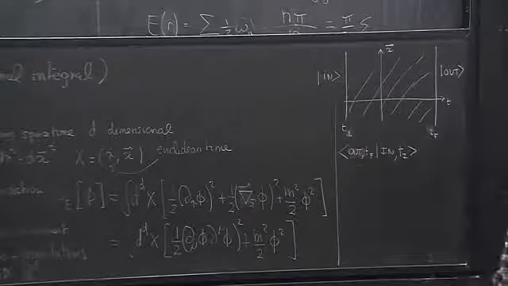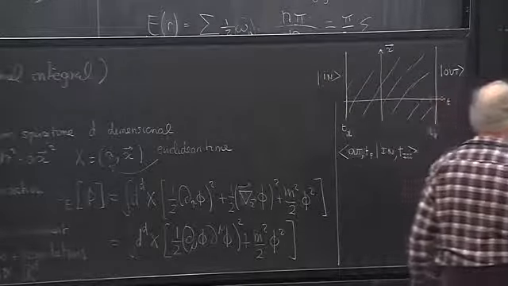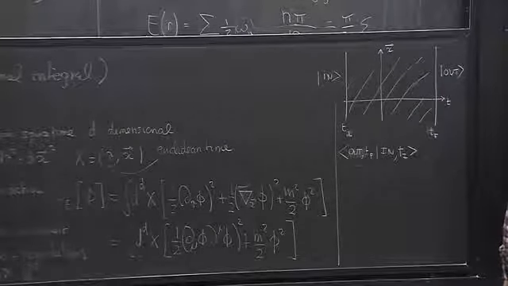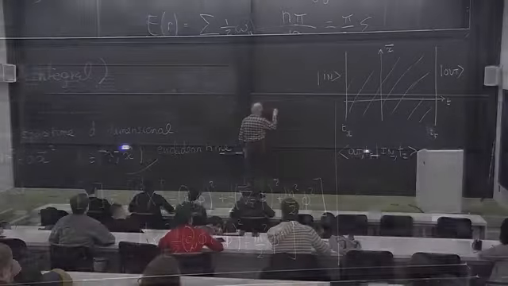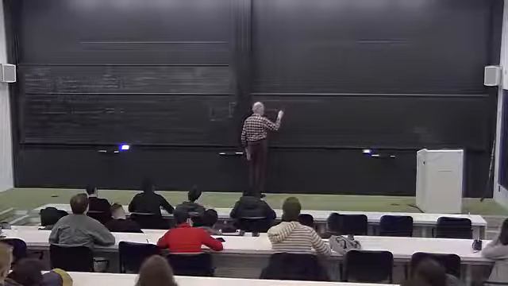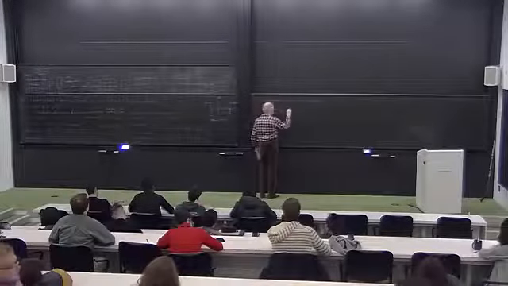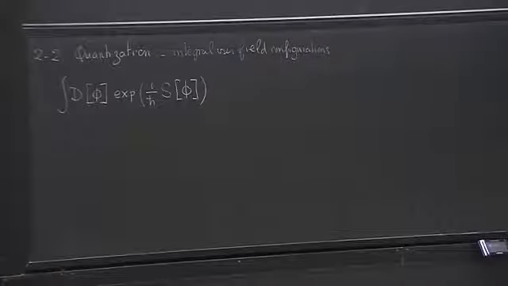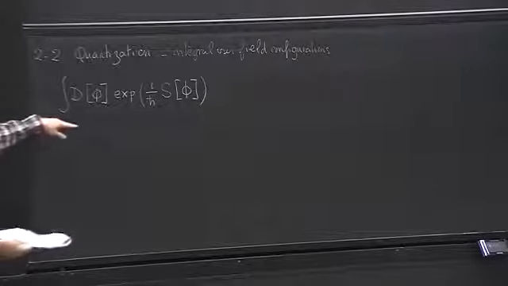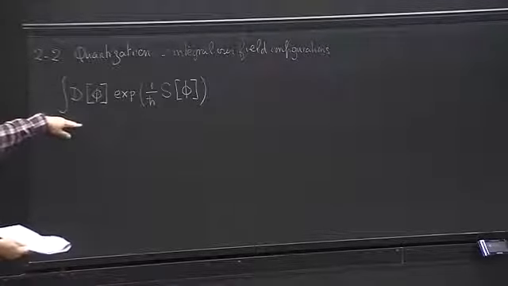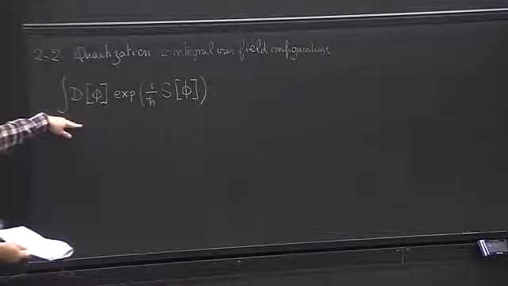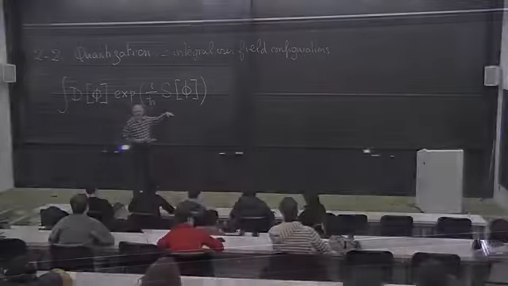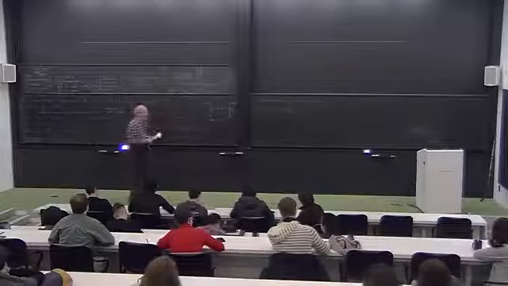But first I just want to say how we can define something which is going to be an integral over field configurations of the exponential of i over h bar times the classical action of this field configuration. We want to define this. That's going to be the analog for fields of what we did yesterday for quantum mechanics.